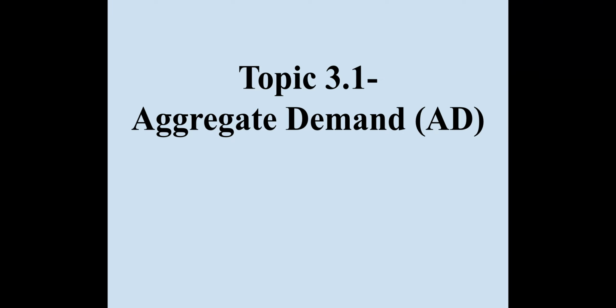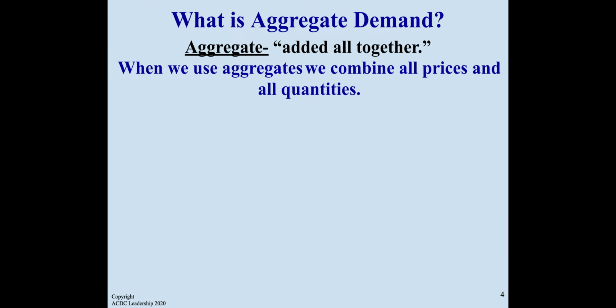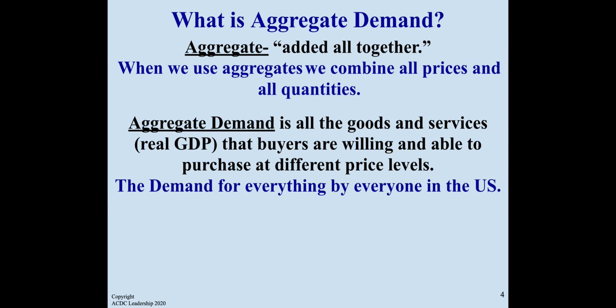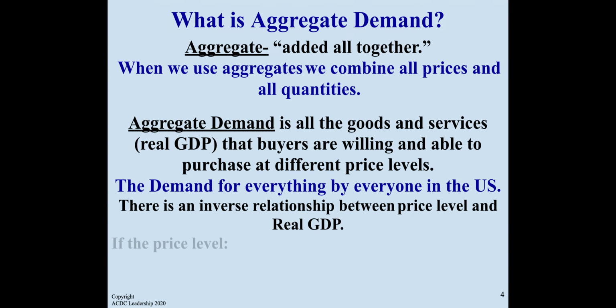Today we're going to talk about topic 3.1, aggregate demand. What is aggregate demand? The word aggregate means added all together. When we use aggregates, we're combining all of the prices and all the quantities. Therefore, the aggregate demand is the total of all the goods and services, or the real GDP, that buyers are willing and able to purchase at different price levels. The demand for everything by everyone in the US.